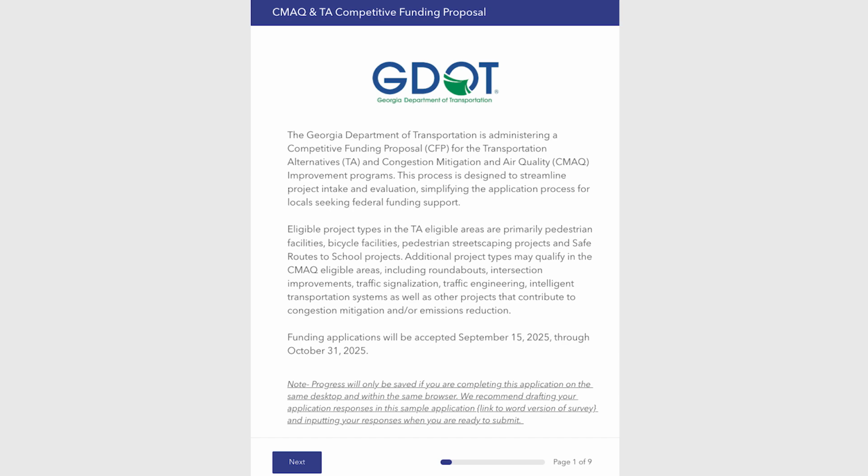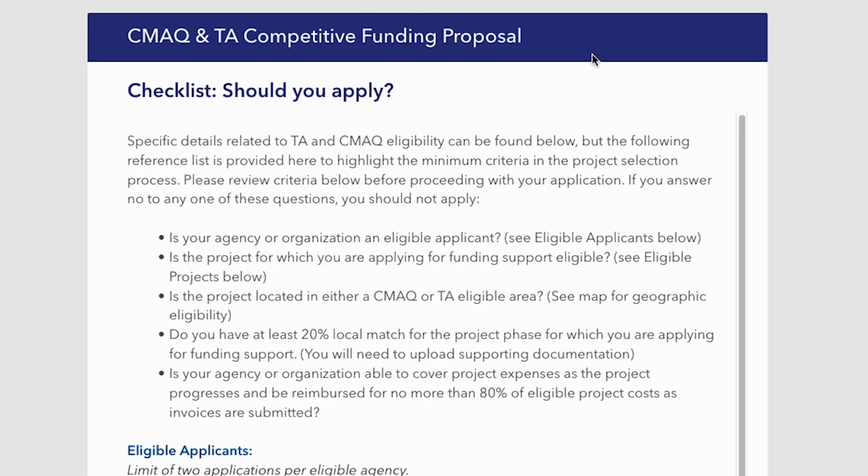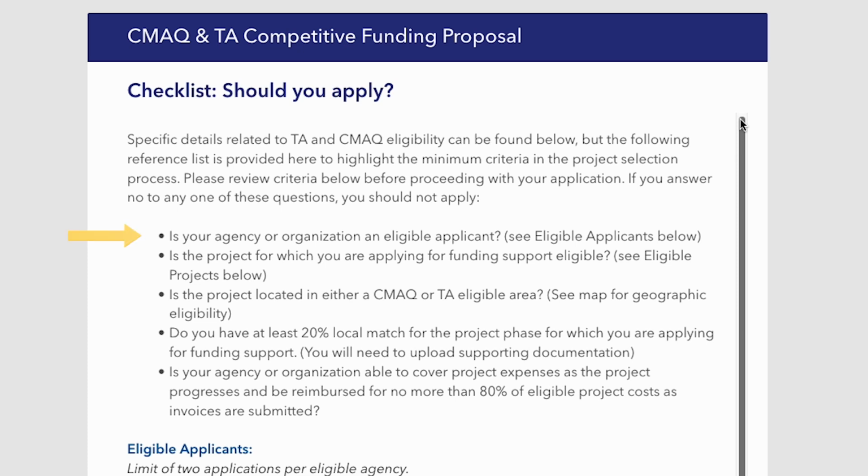Now, let's talk about who can apply. Think of this as a quick checklist. Is your agency or organization on the eligible applicants list? Is the project you are applying for on the eligible projects list? Is your project located in a CMAQ eligible or TA eligible area? The eligibility map will show you.